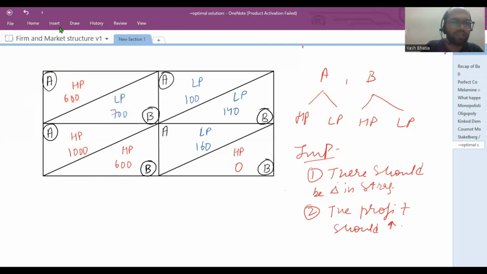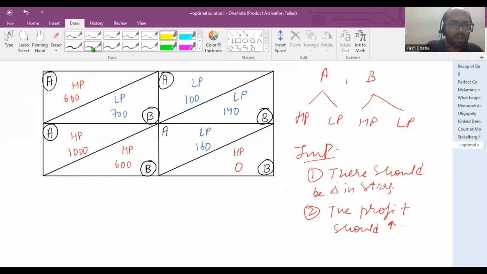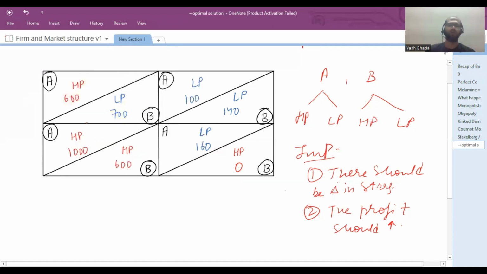Here the very important concept is, let me just change the color of the pen, collusion. You might have heard of OPEC, which is the oil producing countries' cartel. What oil producing countries do is, they form a cartel and try to have control of oil prices all over the world by changing the supply, right? So you see, the first quadrant is our Nash equilibrium, where A is earning 600 and B is earning 700. I'm only talking of profits now.